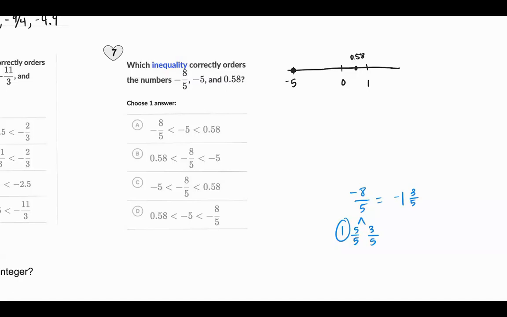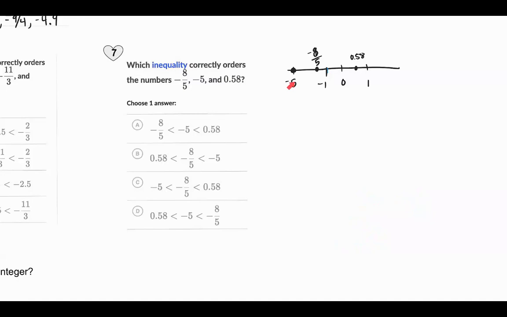Okay, so that means it's going to be over here. There's -1, and it's just going to be a smidge over. So this is -8/5. Okay, now that we've ordered them, we can find the inequality that shows us this.